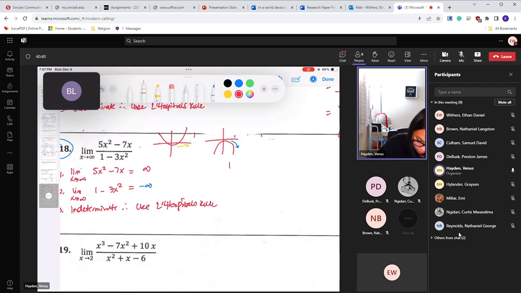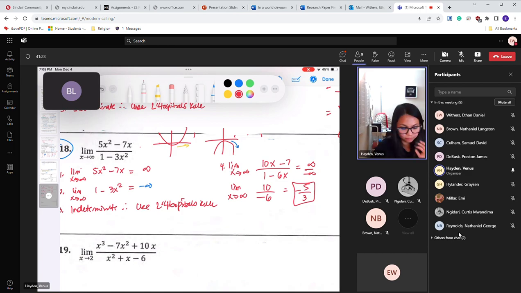So now let's find its derivative. So the limit, this is number 4, as x approaches infinity of 5x squared, that gives us 10x minus 7, all over 1 minus 3x squared, which gives us negative 6x. Since we have a linear over a linear, it's still going to be infinity over negative infinity. We have to do L'Hopital's rule all over again. The limit as x approaches infinity, that gives us 10 over negative 6. Since there are no more x's, it's just a constant, we could reduce that to negative 5 over 3. And that is the limit as x approaches infinity of the given function of 5x squared minus 7x all over 1 minus 3x squared.